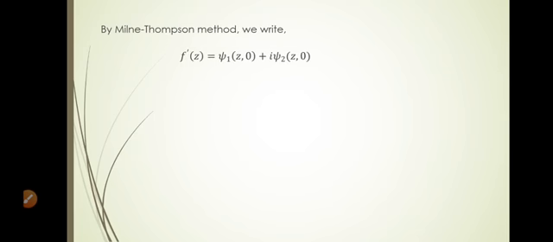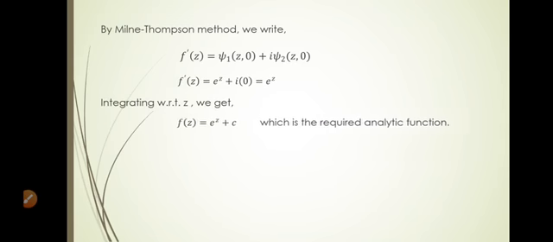Now to find its harmonic conjugate, first we have to find its corresponding analytic function using the Milne-Thomson method. So applying the Milne-Thomson method and writing psi1 and psi2 in terms of z and 0, replacing x by z and y by 0, we get f dash of z is equal to e raised to z simply. Integrating, we get f of z is equal to e raised to z plus c. But this is not the final answer. This is just the required analytic function of the given v function.